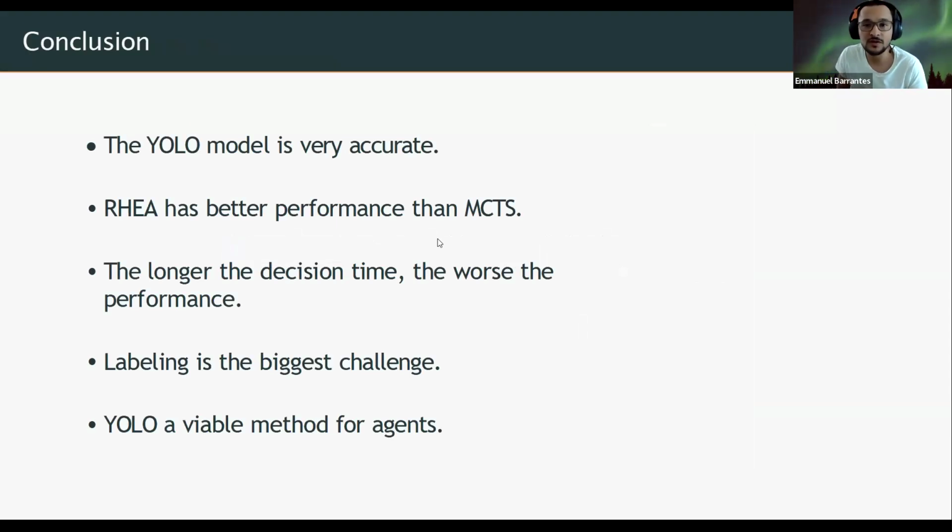In conclusion, once YOLO was trained, a very accurate model was obtained with an mAP of 0.99. Rolling Horizon has better performance than Monte Carlo. It was discovered that the longer the decision time, the worse the performance. Labeling was the most time-consuming task for the research, and YOLO was shown to be a viable method for using agents in open-ended video games.